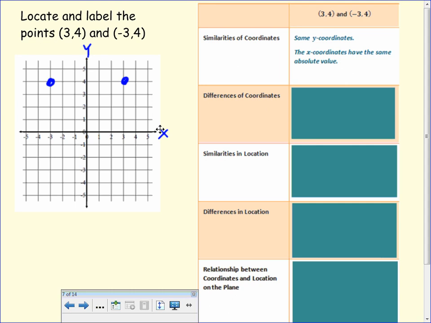You could say they're opposites. They're opposites, but that would mean that they're different. They have the same absolute value. So on your chart on page 60, you could write this in the top box. So what do they have in common, these 2 points? They have the same x coordinate. I'm sorry, y. They have the same y coordinate, and the x coordinates have the same absolute value. Okay?